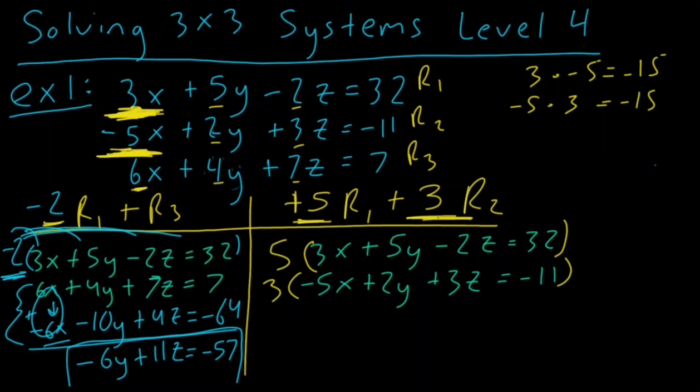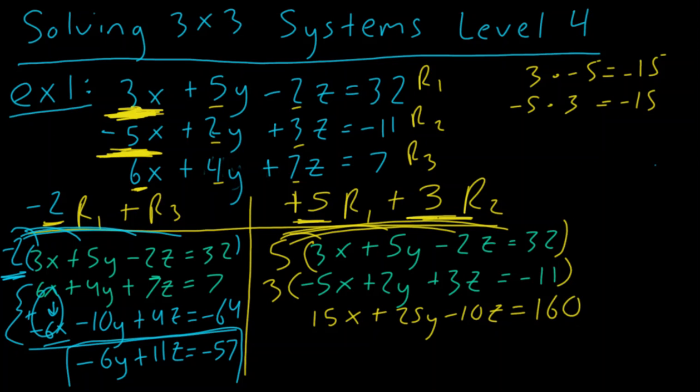Okay, so let's do this. I have 5 times 3x, which is 15x. I have 5 times 5y, 25y. I have 5 times negative 2, that's negative 10z. And I have 5 times 32, which is going to be 160.